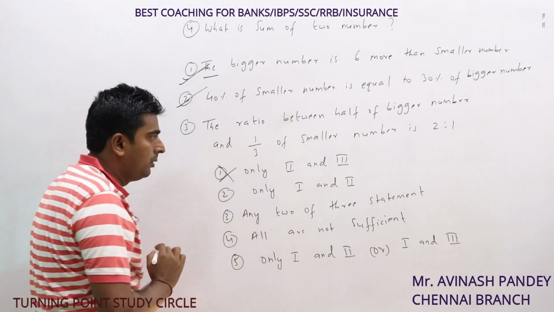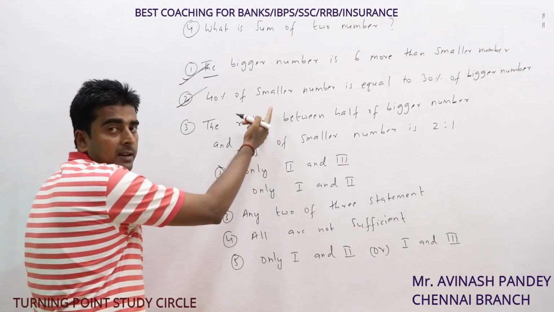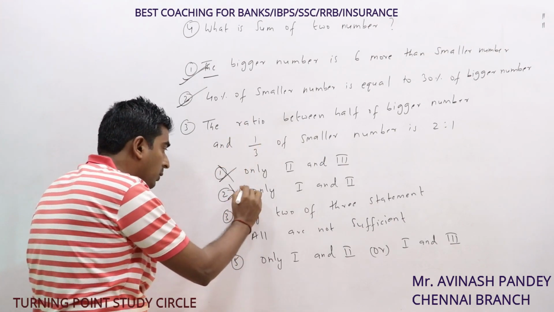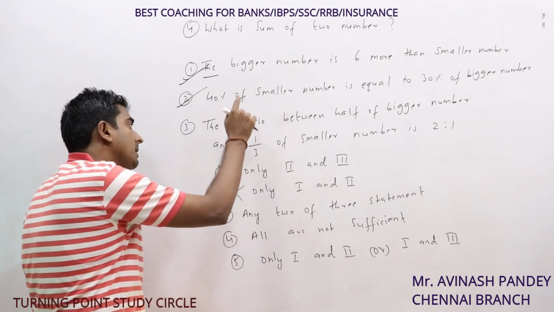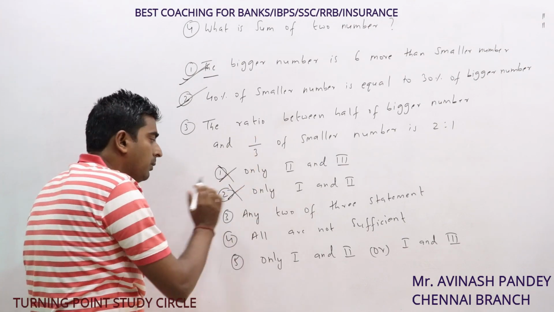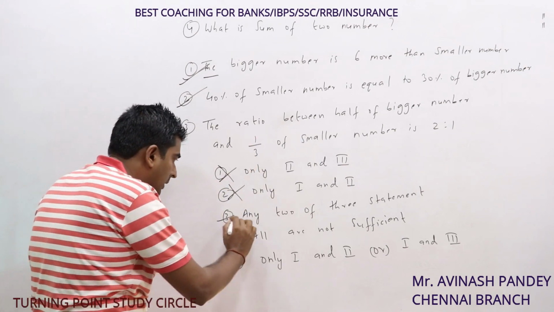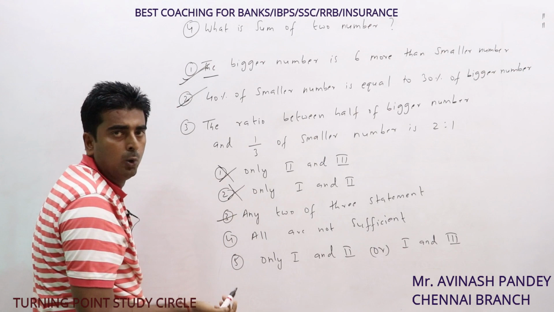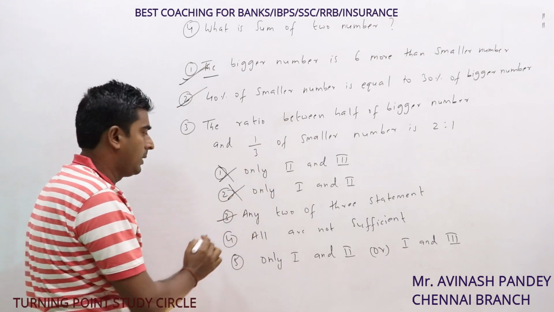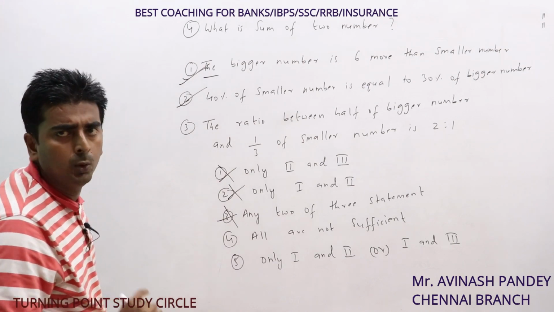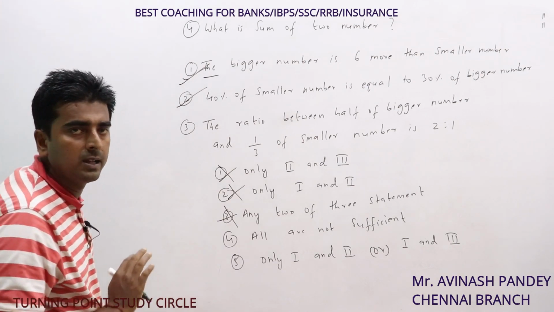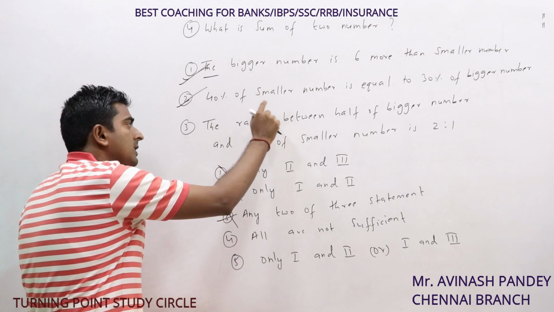Only 2 and 3 is ruled out because both are ratio. Second one, only 1 and 2 is also ruled out because in 1 and 2 one difference and one ratio is there, but the third also has ratio, so this is ruled out. Then the third option, any 2 of the 3 statements: no, we don't know which 2 of the 3 statements are required, so this is also ruled out. And the fourth one, all are not sufficient: that will not be the answer because difference is given and ratio is given.